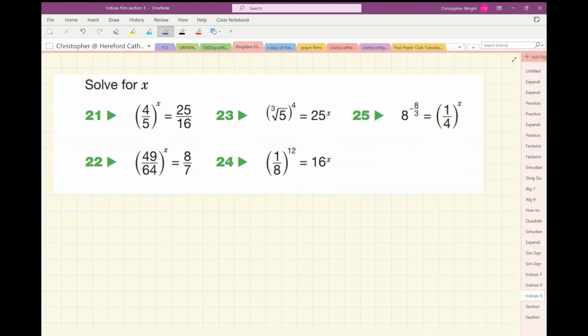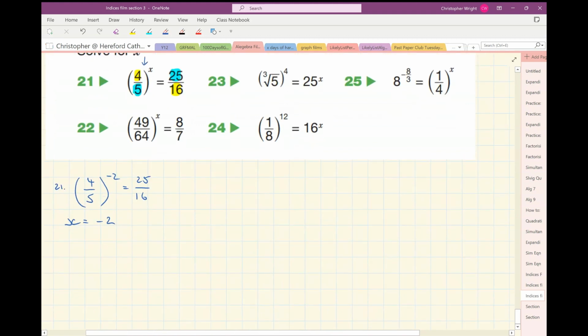Okay, number 21. We've got 4/5 to the power of something is 25/16. Well, clearly the 5 is linked to the 25 and the 4 to the 16. So we're obviously dealing with a negative power here. And actually the 5's been squared and the 4's been squared. So in number 21, 4/5 to the power of what? Well, it must be to the power of -2. That would equal 25 over 16. So the answer to the equation is that x equals -2.